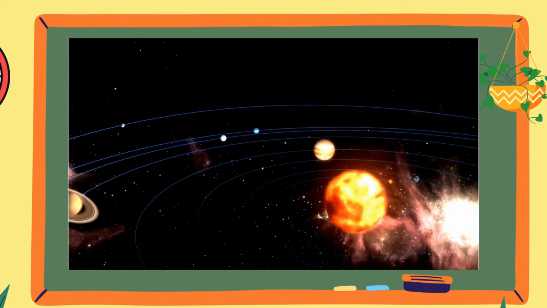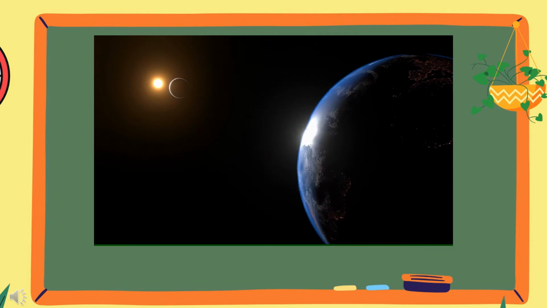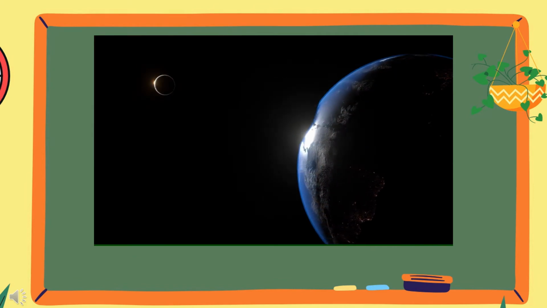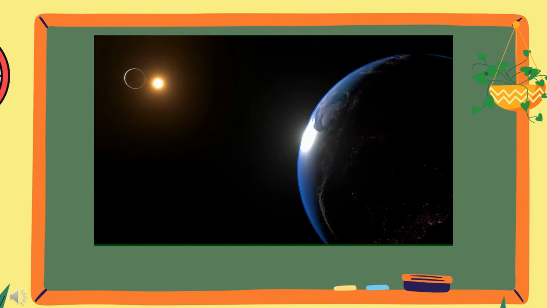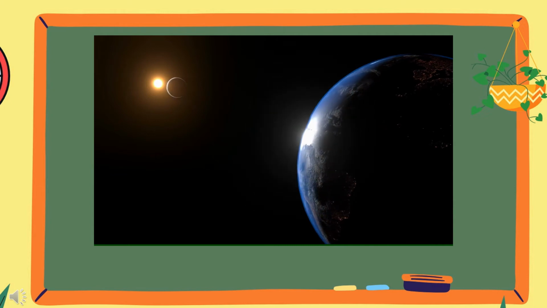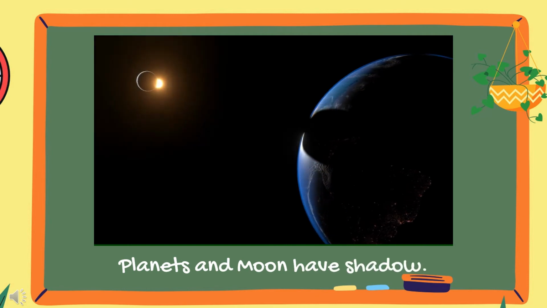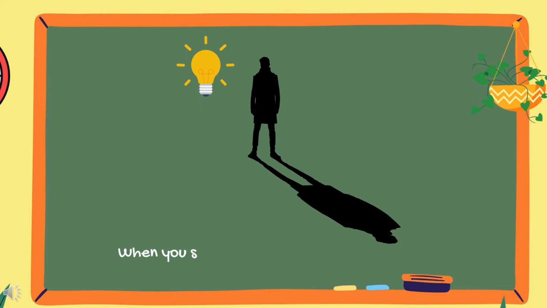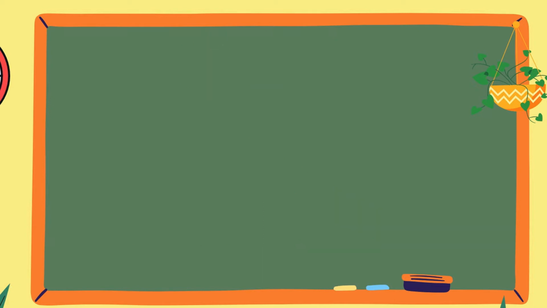In the earlier grades, you learned about the members of the solar system. You know that the Sun gives off light. As the different members of the solar system move around the Sun, they block the light from the Sun and form shadows. It means that planets have shadows. Even their moons have shadows too. In real life, when you stand in front of a light source, you will find a shadow behind you. When shadows are formed on Earth and Moon, a darkening effect is observed. This phenomenon is called an eclipse.